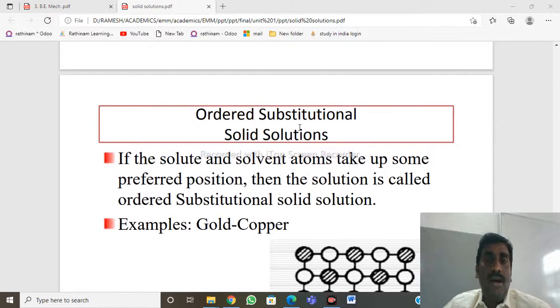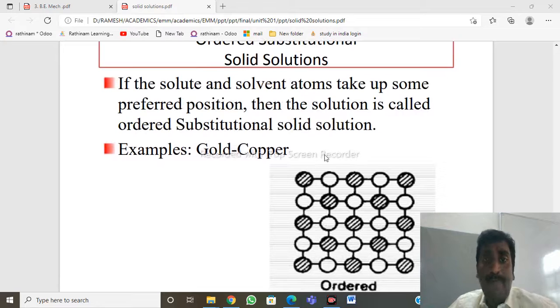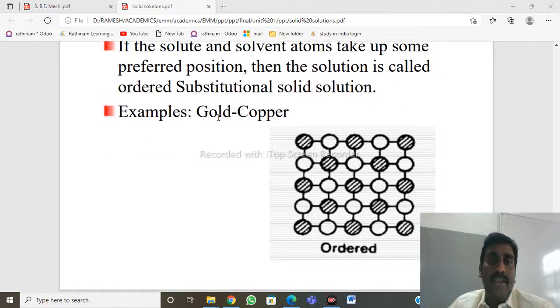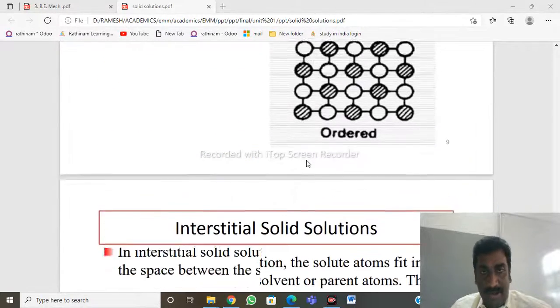Then we are going with the ordered substitutional solid solution. What is meant by ordered substitutional solid solution? If you are taking gold and copper, so this element would be gold, then this element will be copper. Then gold, copper, then gold, copper. Likewise, we are framing in some ordered manner. That means after the gold element, the copper element will be placed, and then the gold element will be present. After that the copper element. Likewise, the ordered manner can be followed in this substitutional solid solution. So this is called the ordered substitutional solid solution.